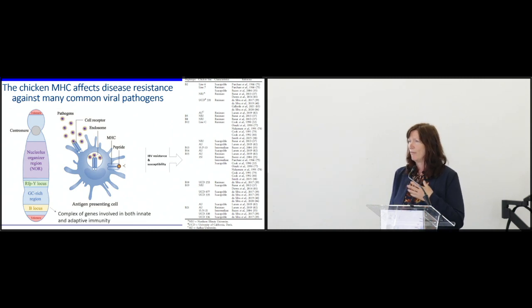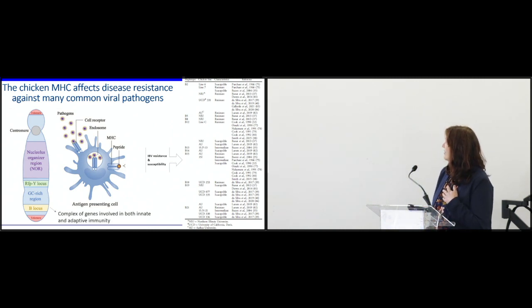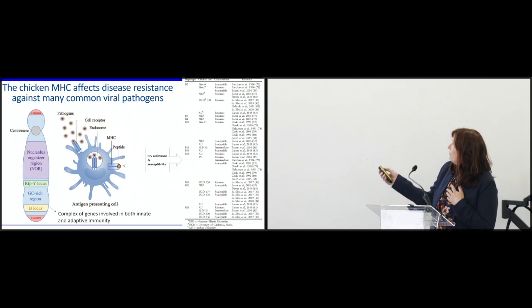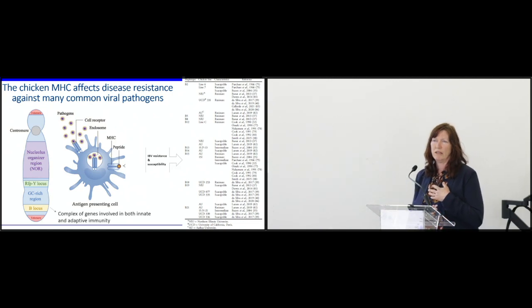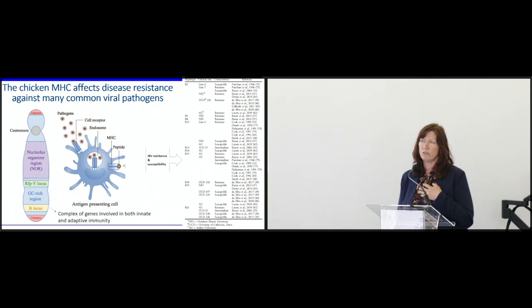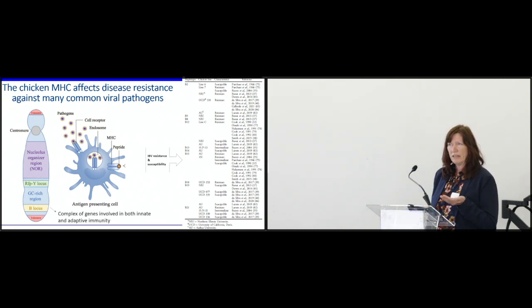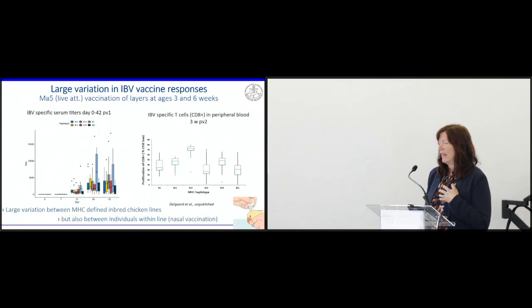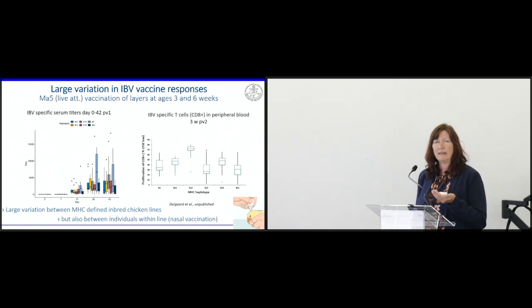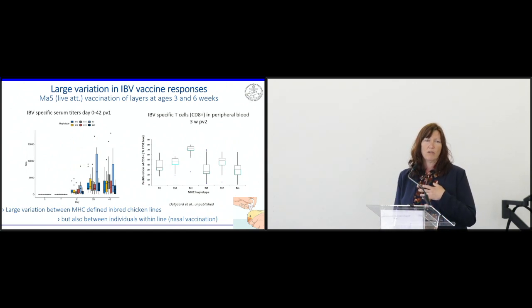And we've had a lot of fun trying to understand this. And over here you see a review on different MHC haplotypes and which ones are indeed naturally resistant to infectious bronchitis virus and which ones are highly susceptible. So that's one thing causing variation, and obviously not only in the natural infection, very much also in the vaccine responses that we see in chickens.